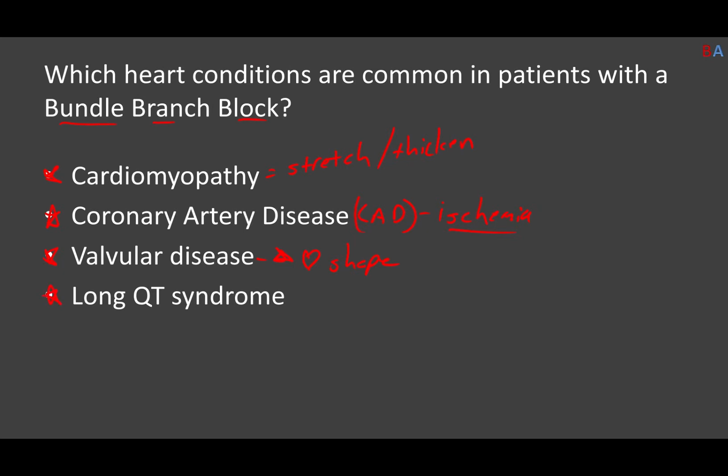Or long QT syndrome. This is not on the list. Long QT syndrome is a whole other thing that has to do with conduction and not necessarily what would cause a bundle branch block. So out of these, it's cardiomyopathy, CAD, and valvular disease. Those are what are more likely to cause your bundle branch blocks.